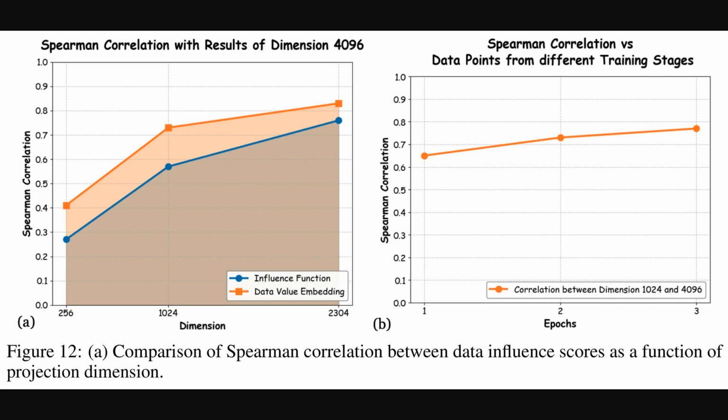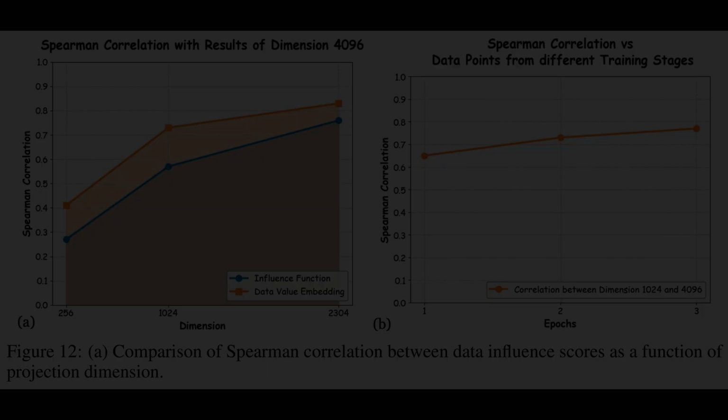Okay, so Figure 12 digs a bit deeper into this approximation aspect, specifically the random projections used for efficiency. Part A shows how the Spearman correlation changes with projection dimension. You see, DVEmb consistently correlates better with the high dimension results than influence functions do, even at lower dimensions. And Part B shows this correlation is pretty stable across training epochs, so the approximation quality holds up well over time.